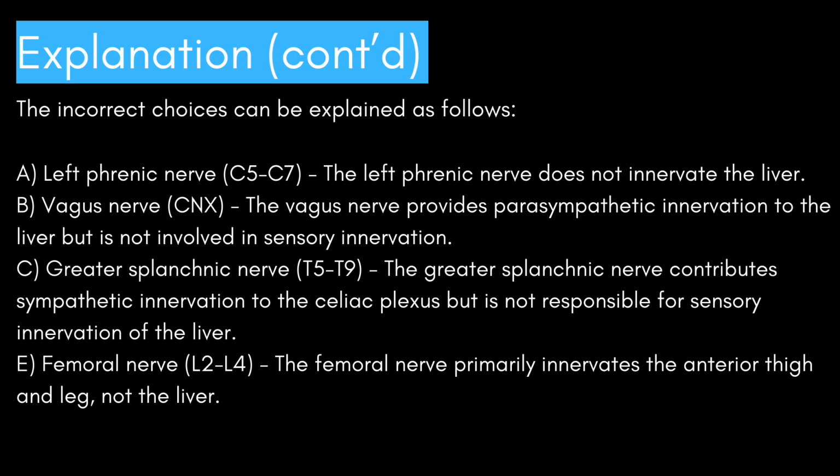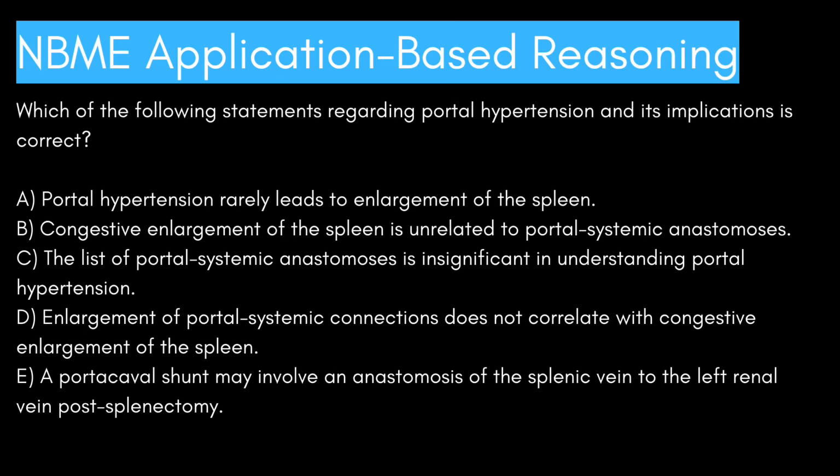Now that we have covered this question, let's move on to look at the next question. Which of the following statements regarding portal hypertension and its implications is correct? A. Portal hypertension rarely leads to enlargement of the spleen. B. Congestive enlargement of the spleen is unrelated to portal systemic anastomoses. C. The list of portal systemic anastomoses is insignificant in understanding portal hypertension. D. Enlargement of portal systemic connections does not correlate with congestive enlargement of the spleen. E. A portocaval shunt may involve an anastomosis of the splenic vein to the left renal vein post-splenectomy.